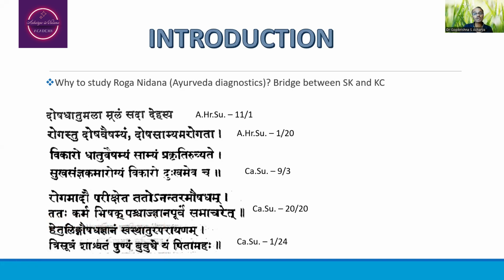Charaka says, Vikaro dhatu vaishamyam, samyam prakriti ruchyate. That means the abnormal state of the constituents, the dhatu, is also termed vikara or roga. The balanced state of these is considered prakriti, or health. Sukhasamnikam arogyam vikaro dukkham evacha. Ayurveda says Anukula Vedaniyam is considered Sukha, whereas Pratikula Vedaniyam is considered Vikara. That means if the person is in a comfortable situation, that is indicative of arogya, and if discomfort is observed, that is considered roga.